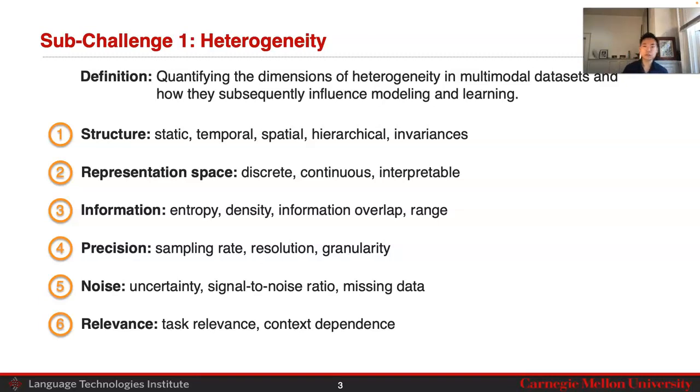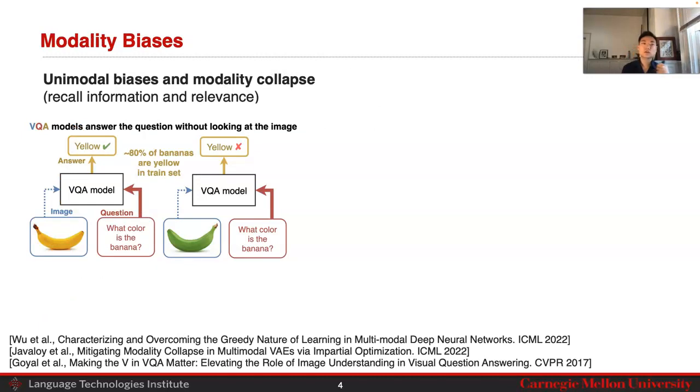So this is a very understudied topic, but just to give a small glimpse of the possible opportunities of understanding heterogeneity in multimodal data. One big part is that of modality biases. When you're training with multimodal data, sometimes we see many unimodal biases which cause certain modalities to dominate and other modalities to collapse. This is related to the fact that different modalities have different information content and different relevance to the task.